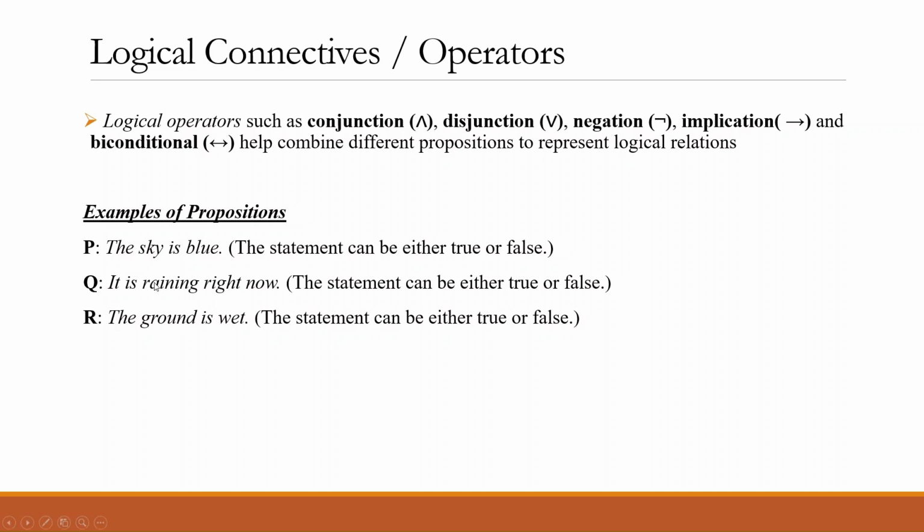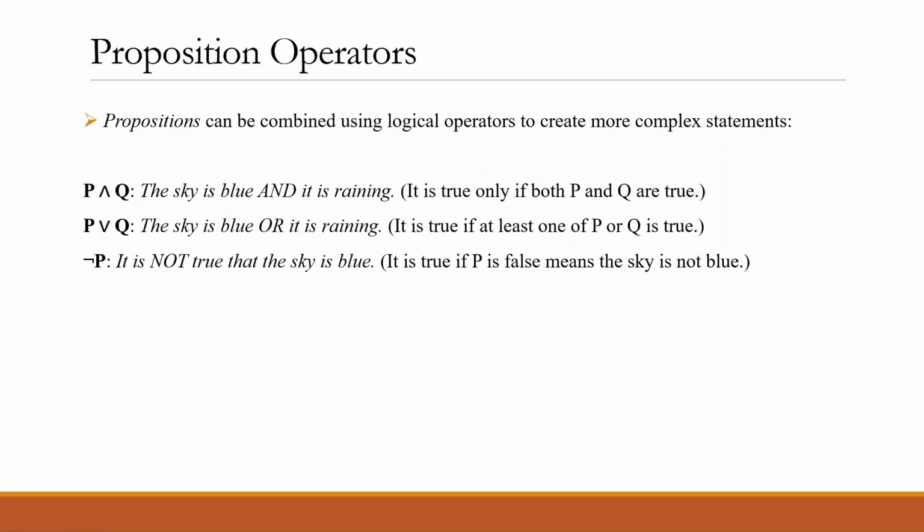And here we have some examples of propositions. Let's say proposition P, the sky is blue. This statement can be either true or false. Next, proposition Q, it is raining right now. Again, this statement can be either true or false. Or another proposition R, the ground is wet, which of course can also be true or false.